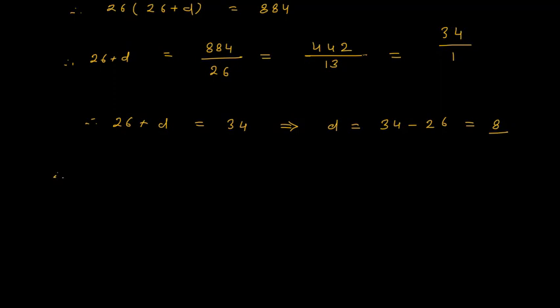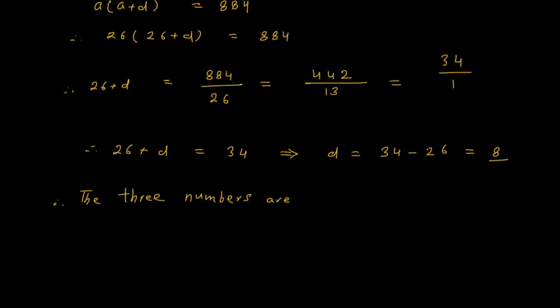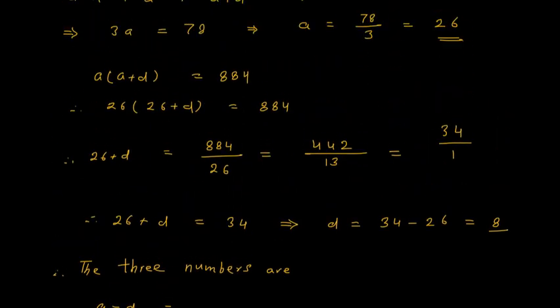So therefore the three numbers are a minus d. So what is a minus d? The three numbers are a minus d. So a minus d will be equal to the value of a. Here we have 36.